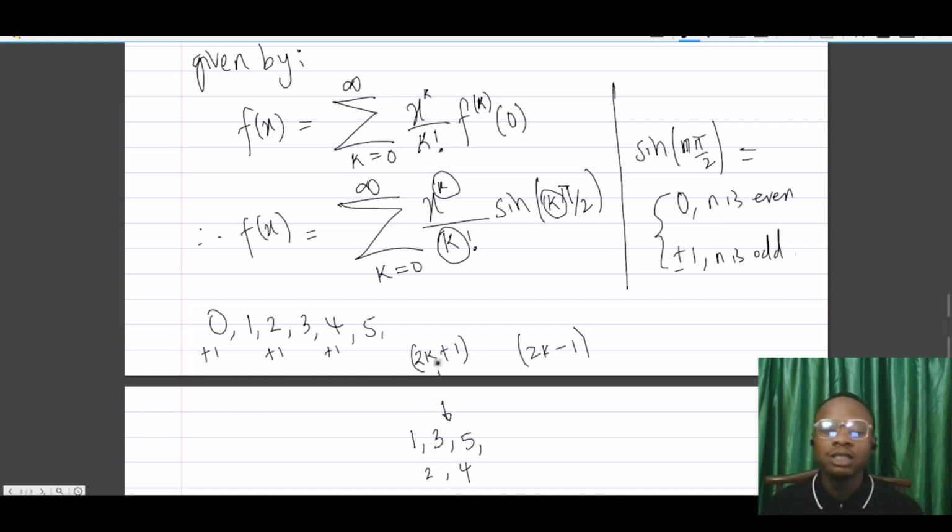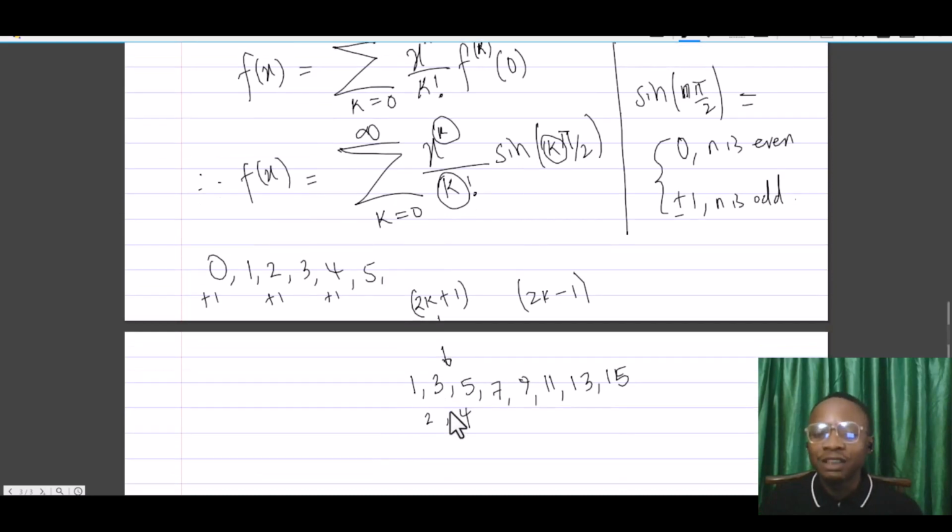And if k is 4, for instance, what's the next one we should consider? 3. If k is 3, 2 times 3 is 6, plus 1, that will be 7. And if k is 4, that will be 9. And the next one will be 11, the next one will be 13 and 15, and so on and so forth. So if we use this expression, we have systematically jumped all of those cases where our k is even. So at the end of the day, we will only have the odd terms there.